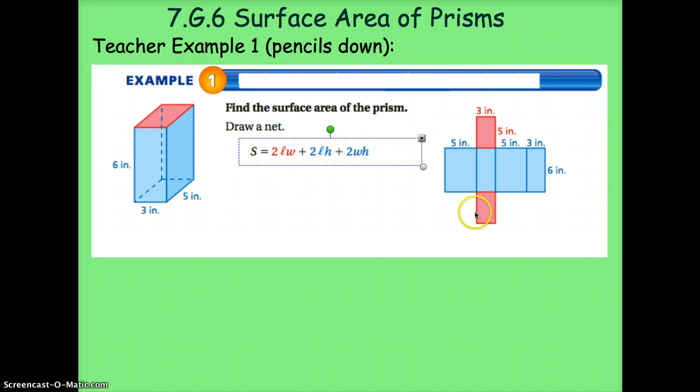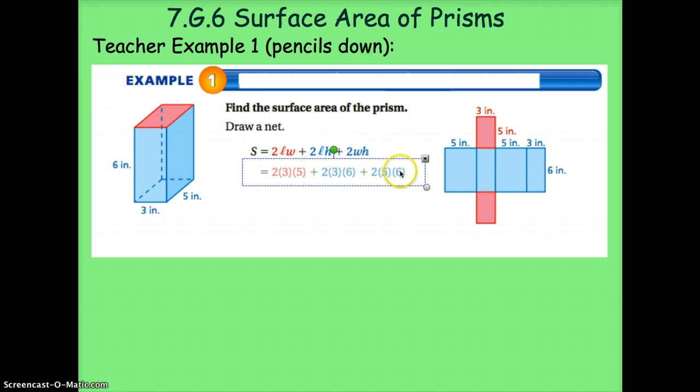So we have 2 of the red, that's why we're multiplying by 2, 2 of the blue, and then 2 of the other blue. Okay, now we can plug our numbers in. Notice we already had the 2. The 3 and the 5: if I look at the red, it's 3 by 5 right here. 3 by 6 is going to be this one right here on the corner, this skinny one. And notice there's 2 of them because there's also this one. The last one that's a little harder is 5 by 6.